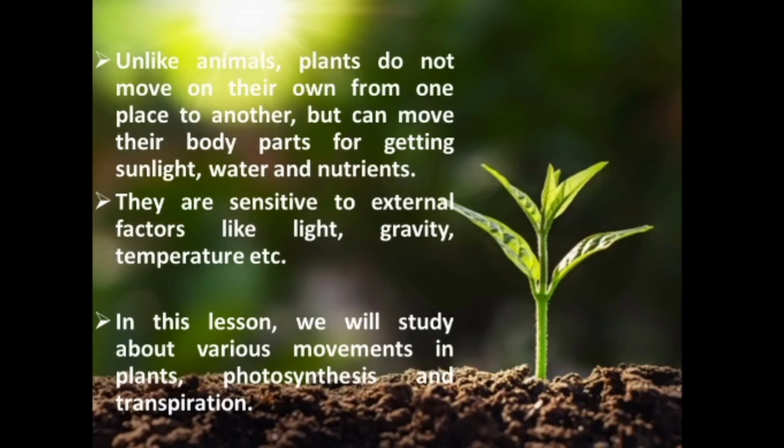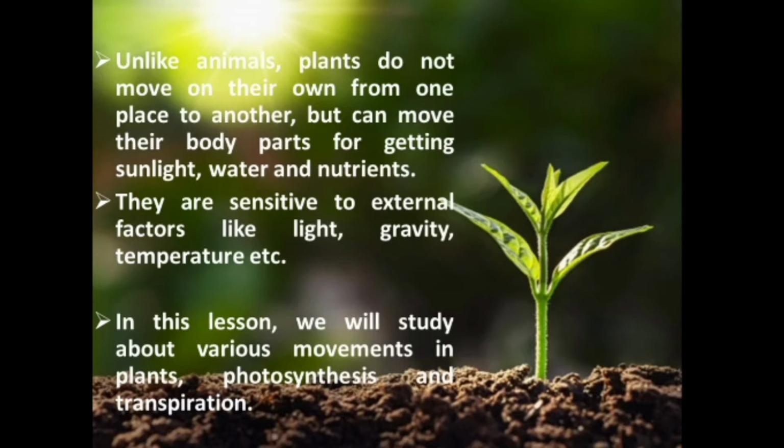Unlike animals, plants do not move on their own from one place to another. We know that roots grow at a specific place, hence they cannot move from one place to another. But they can move their body parts for getting sunlight, water and nutrients. Plants cannot move from one place to another, but they can move their body parts by growing. They are sensitive to external factors like light, gravity, temperature, etc.